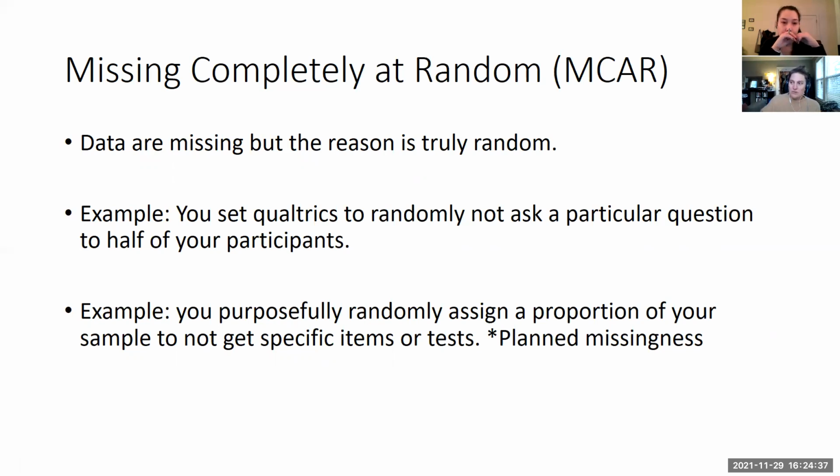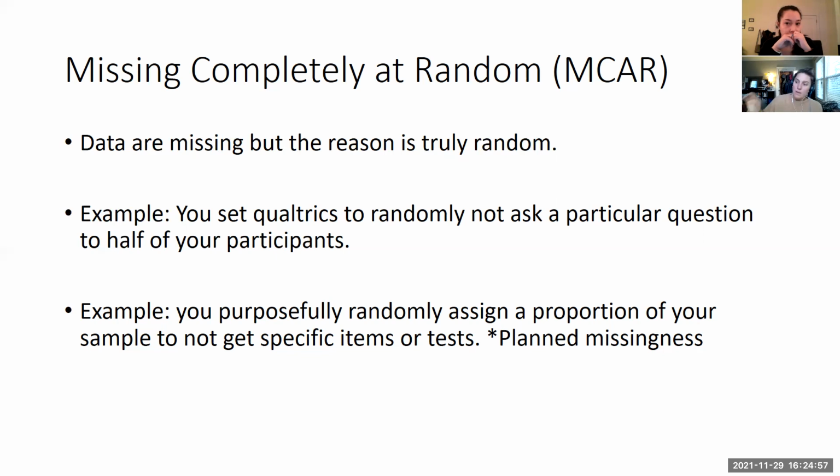So here are two examples. The first one is you've set your Qualtrics to randomly not ask question 3 to half of your people. That would probably be an accident, maybe an accident. That is a completely at random reason. If it's really dropping a random subset of your participants, then it's really random.